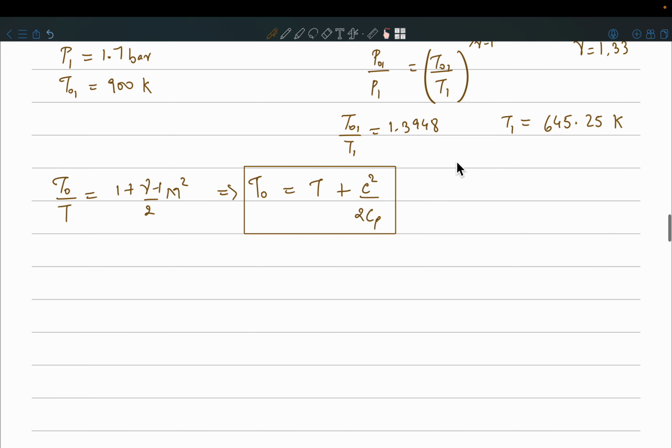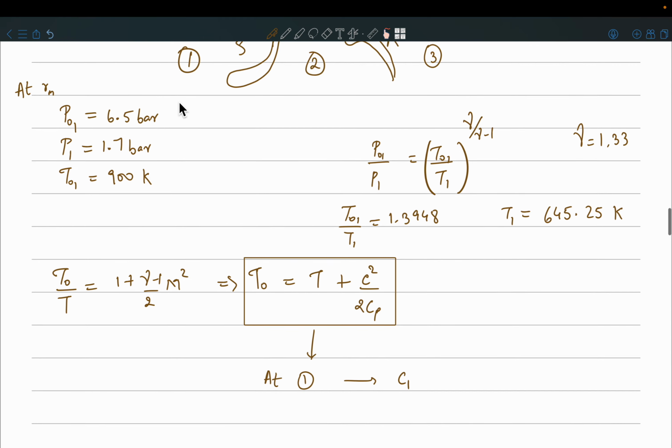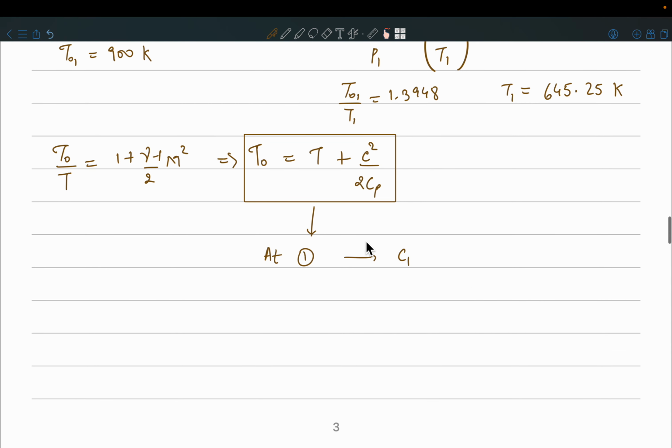So we know T naught, we know T at station 1, so we can easily find the inlet velocity at station 1, right? So if I use this at station 1, that gives me C1. Cp is also given to you over here. Cp value is 1.147 kilojoule per kg Kelvin. So if we plug in all these values, C1 turns out to be 764.45 meter per second. Okay.